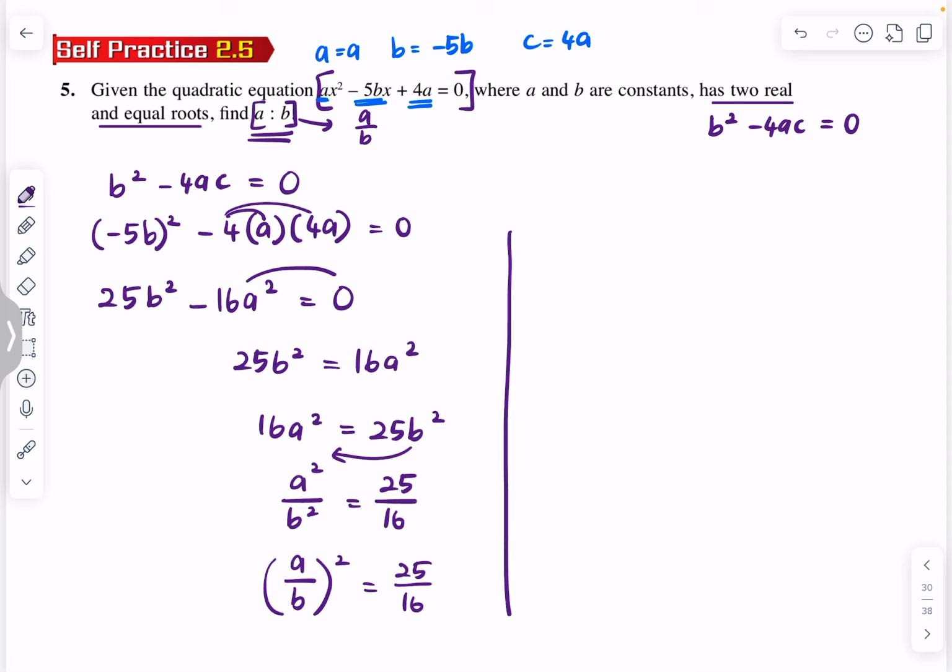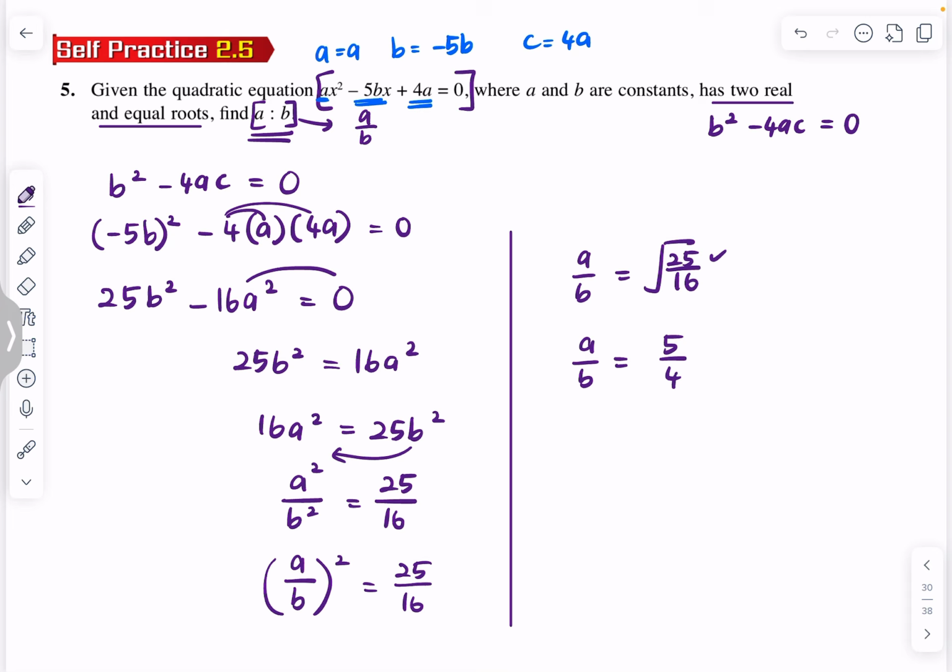So a over b will be square root of 25 over 16. Therefore, a over b is 5 over 4. We square root 25 and square root 16, we get 5 over 4. So we can say a to b is 5 to 4. This will be our ratio. That's it.